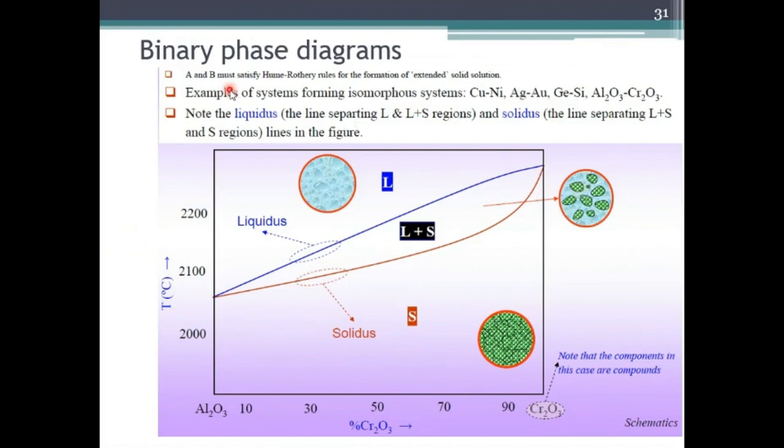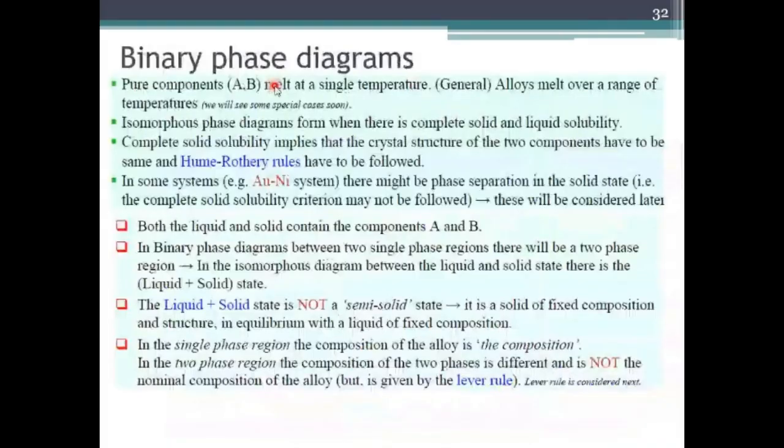And to mix copper and nickel, or to mix Al2O3 and Cr2O3, we have already seen in the last class that we cannot take just any elements we like and mix them. It should satisfy the Hume-Rothery rules, and only then can we mix them. That is the important thing.